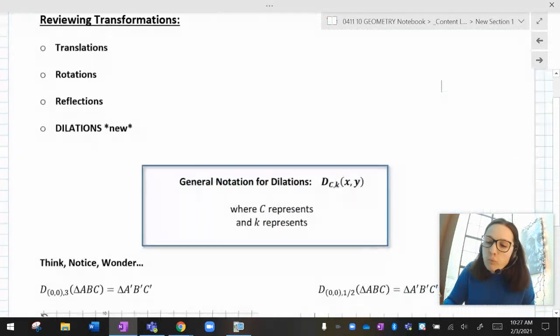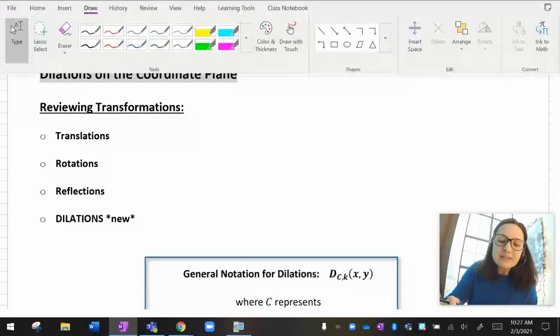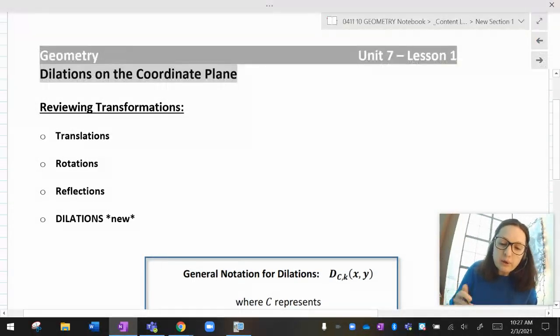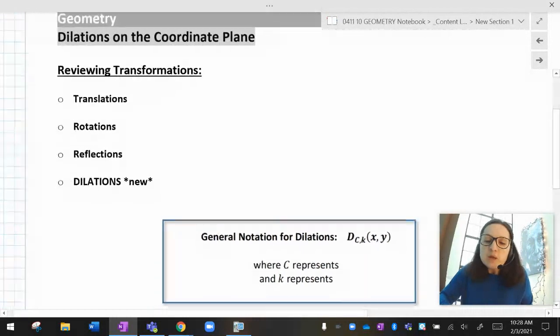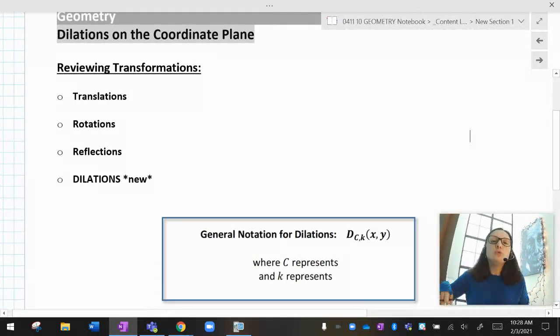So we are going to do a lesson today about dilations on a coordinate plane. If you're thinking, is that like when you get your eyes dilated at the eye doctor? It's exactly like that. All right. So dilations are actually a new form of transformation. So I want to do a quick review of the ones we did before.